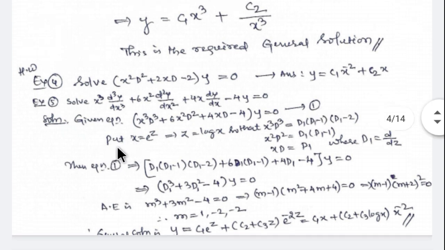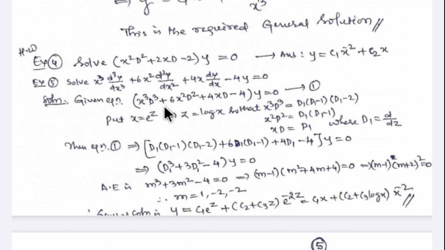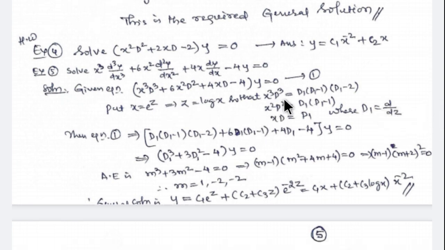This is a third order Cauchy-Euler differential equation, or homogeneous linear differential equation. It can be transformed into a third order linear differential equation with constant coefficients by using the transformation: put x equal to e raised to z, which implies z equal to log x. So x cube D cube is replaced by D1 into D1 minus 1 into D1 minus 2, as I have explained in the theory. x square D square is replaced by D1 into D1 minus 1, and xD is replaced by D1, where D1 stands for d by dz.